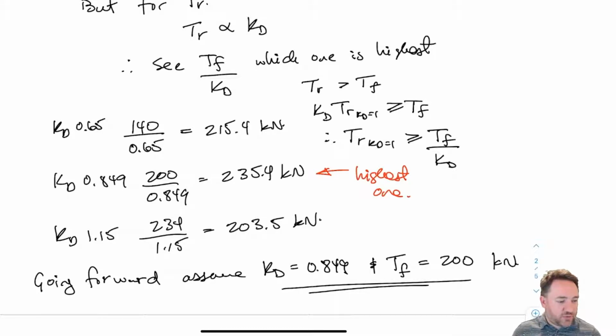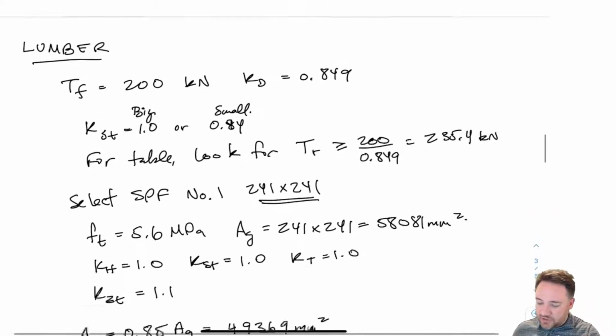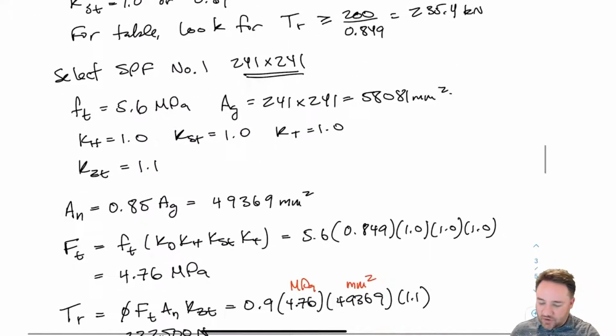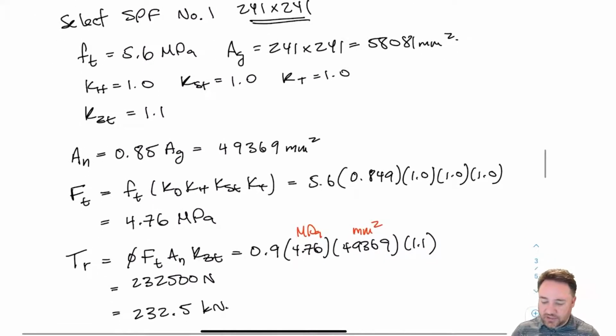And then we went through for lumber, and for KD of 0.849 and TF of 200, we used the design tables to pick a design member, taking into account all of the different reductions that are not in those design tables. Then we checked to make sure that the member that we designed actually satisfied all of our criteria, including ST, and KT.